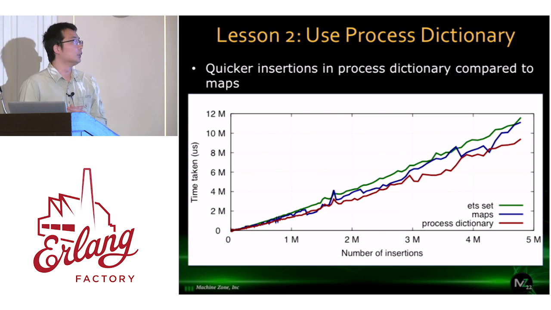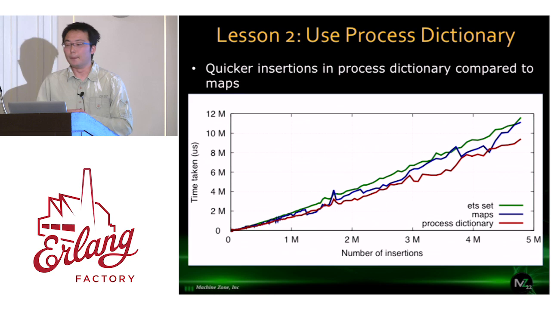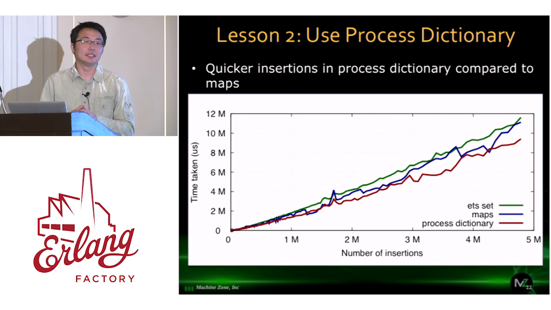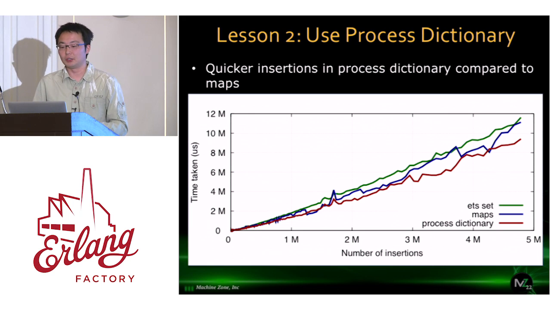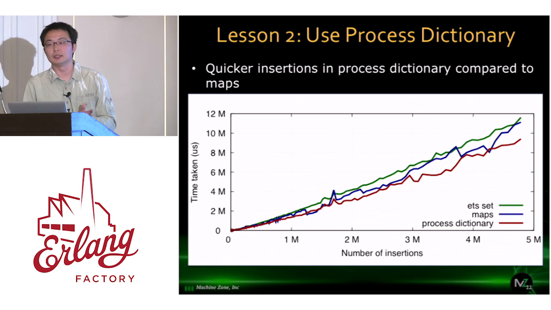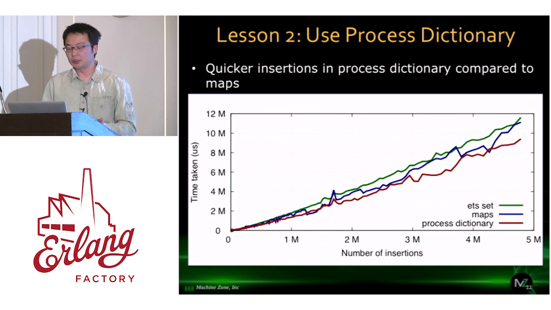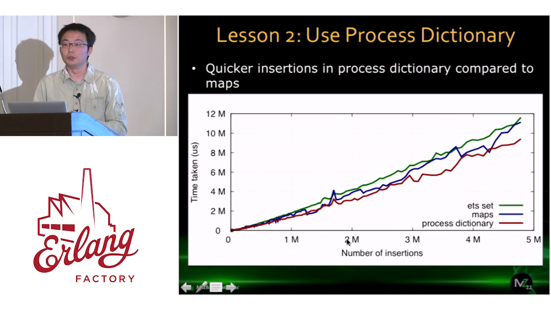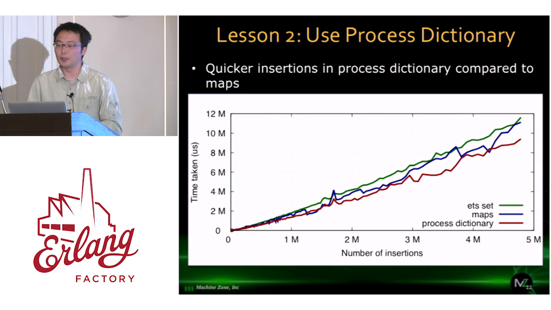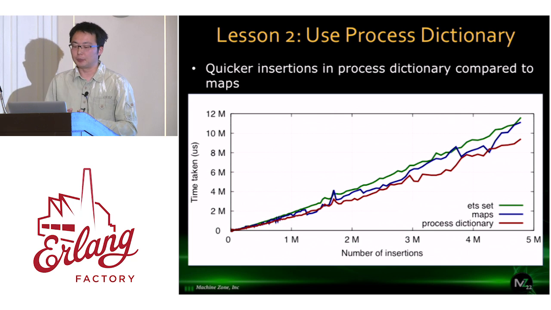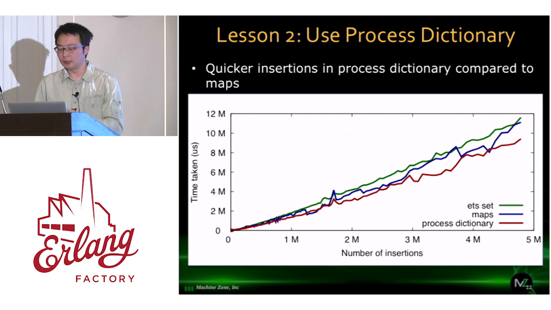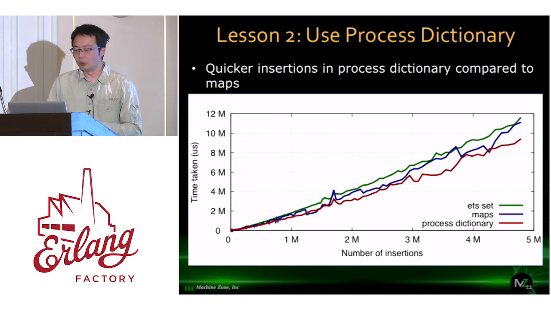The second lesson we learned is about data structures. As we know, the hash map is a very generic kind of data structure in software engineering, and Erlang itself provides us with quite a wide spectrum of hash map containers, among which we have ETS set, the new Erlang maps, and the process dictionary. So we were curious about the performance of all these containers, and we did some experiments.